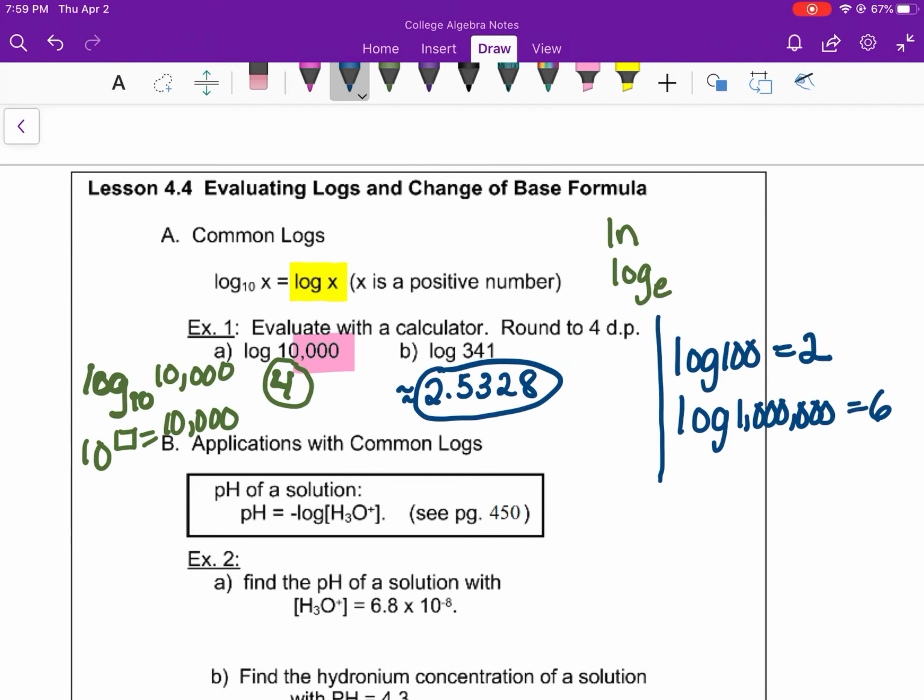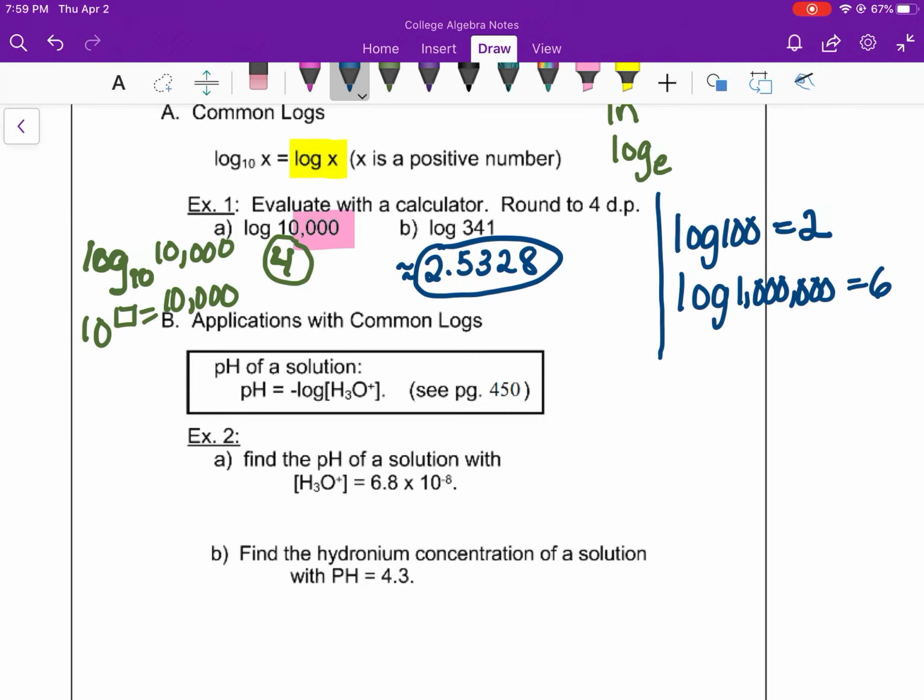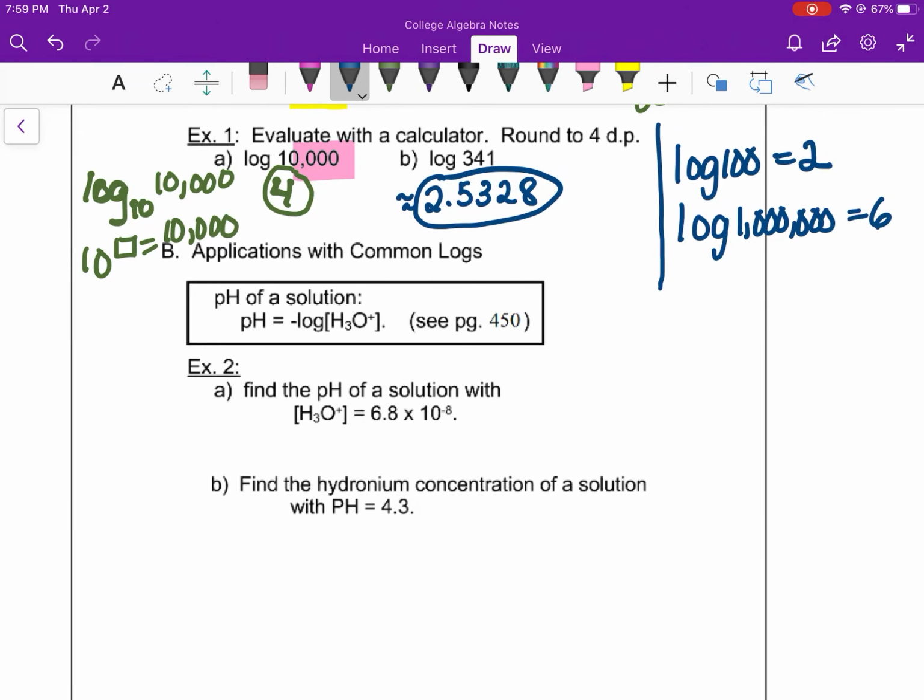Okay. One of the common applications we have for logarithms is the pH of a solution. So the formula is on page 450 in your book. It says the pH is the negative log of the hydronium ion concentration. Part A, find the pH of a solution with H3O positive of 6.8 times 10 to the negative 8. So what we're going to do is put that right into our calculator. It's the negative log of 6.8 times 10 to the negative 8.